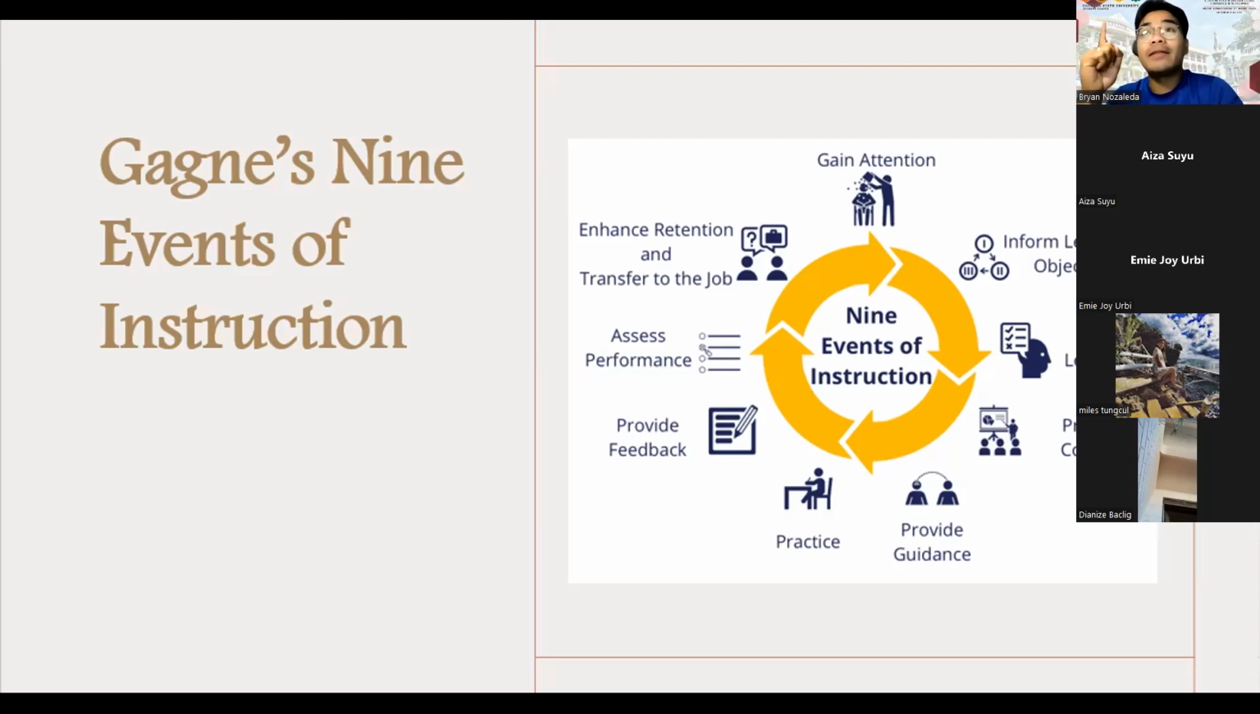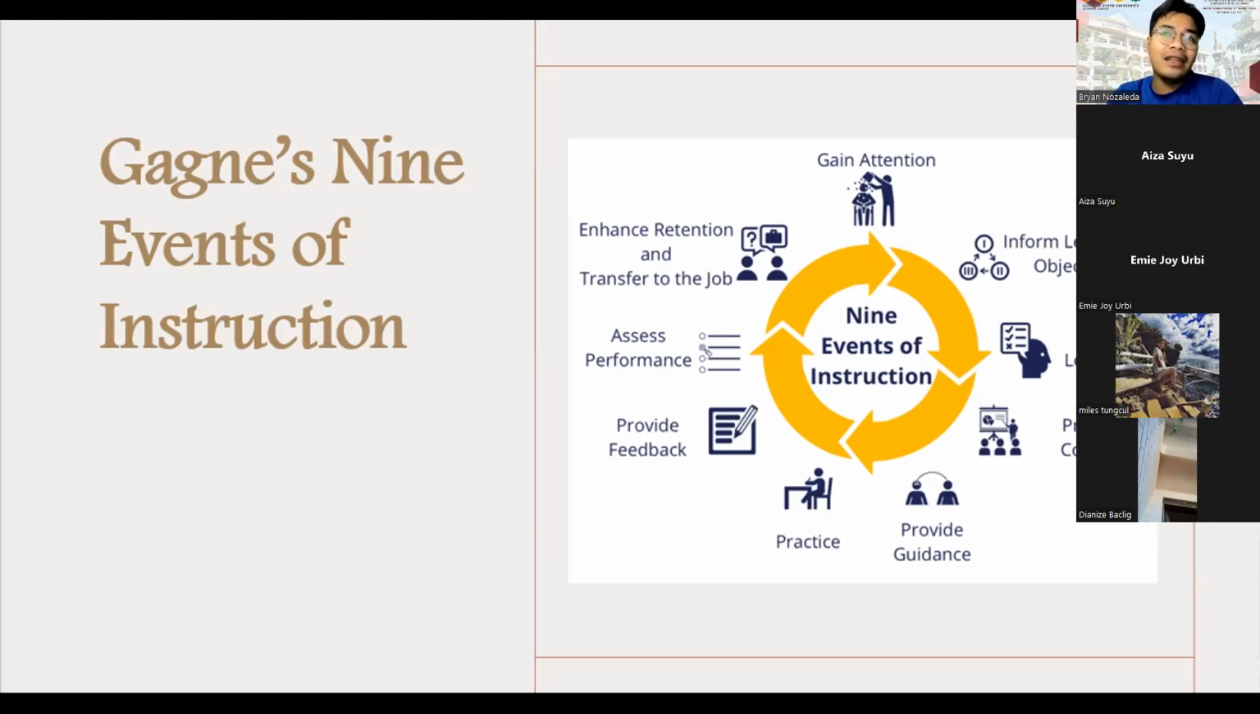After that step, you now inform your learners of the objectives. Ito hindi masyadong ginagawa ni teacher. Dapat alam ng mga bata kung anong gagawin nila. Okay? Alam ng mga bata kung anong ine-expect mo na magagawa nila sa araw na yon. Will they be dancing? Will they be singing?